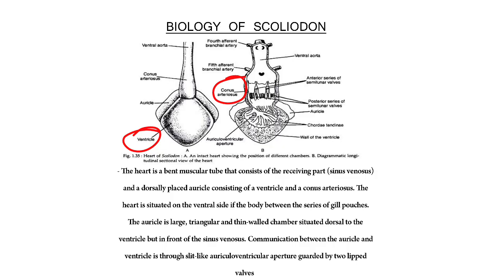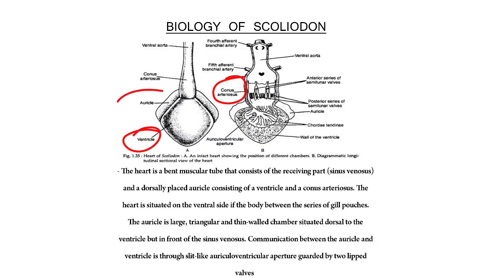Now, the heart is situated on the ventral side of their body. I'll be showing you an image where the heart is situated at the ventral side of the body, and the heart sits between the series of gill pouches. Why do they sit between the series of gill pouches? It is because gaseous exchange occurs between the blood that is coming from the heart and the oxygen that is stored in the gills.